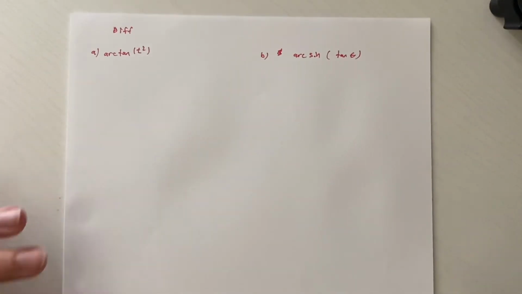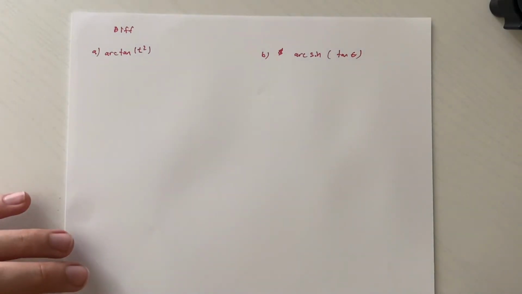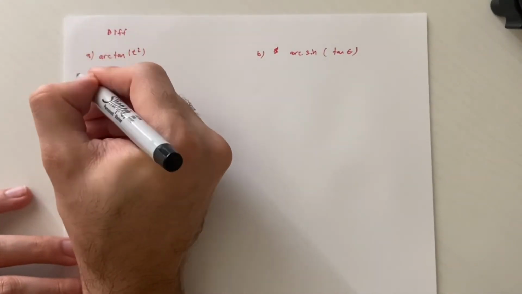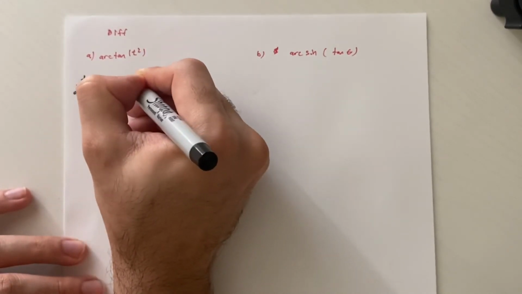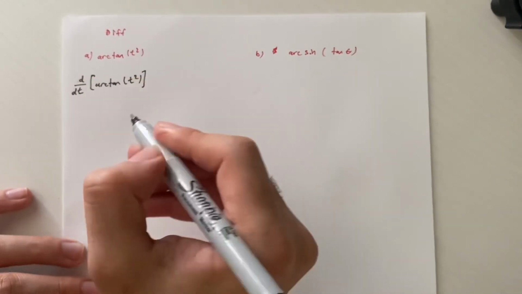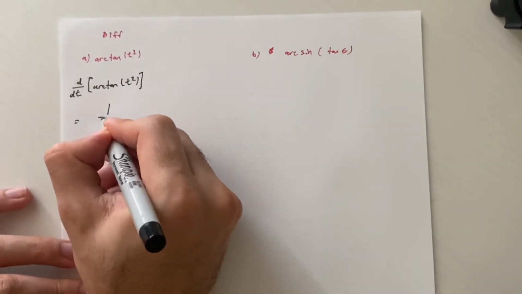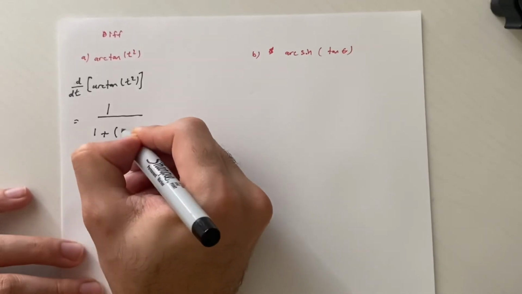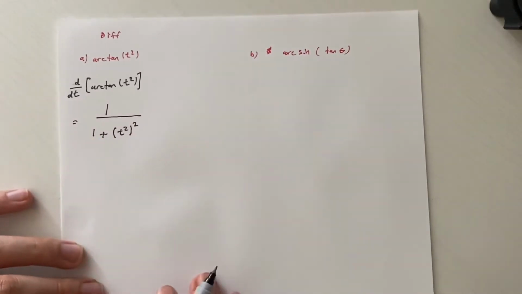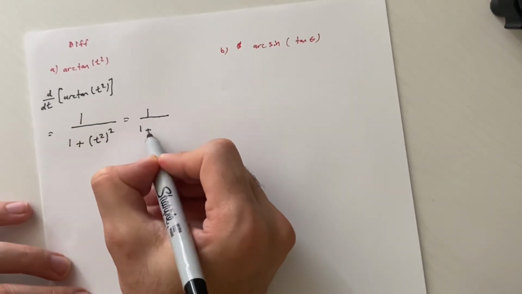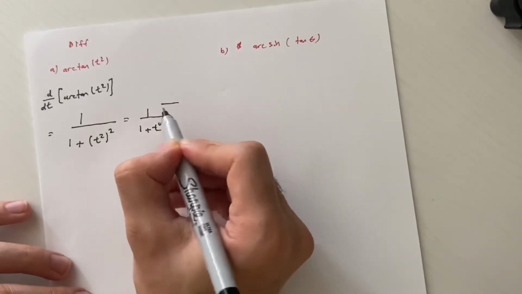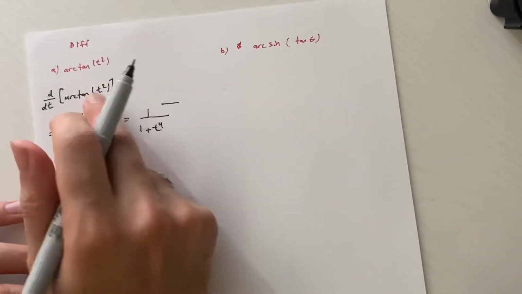Here we have these examples and we want to differentiate them. So we start with a: we have arctan of t squared and we want to find its derivative. What we do is remember, the derivative of arctan is 1 over 1 plus x squared, where x is what's inside the parentheses. So since we have t squared here, it's going to be 1 over 1 plus t squared, and squared again. So pay attention to this. And then 2 multiplied by 2, it's going to be the power of 4.